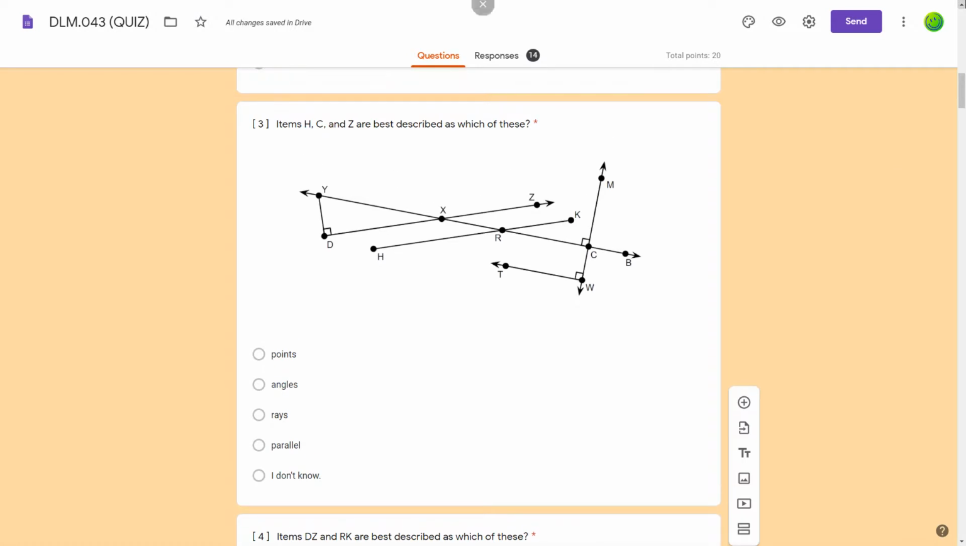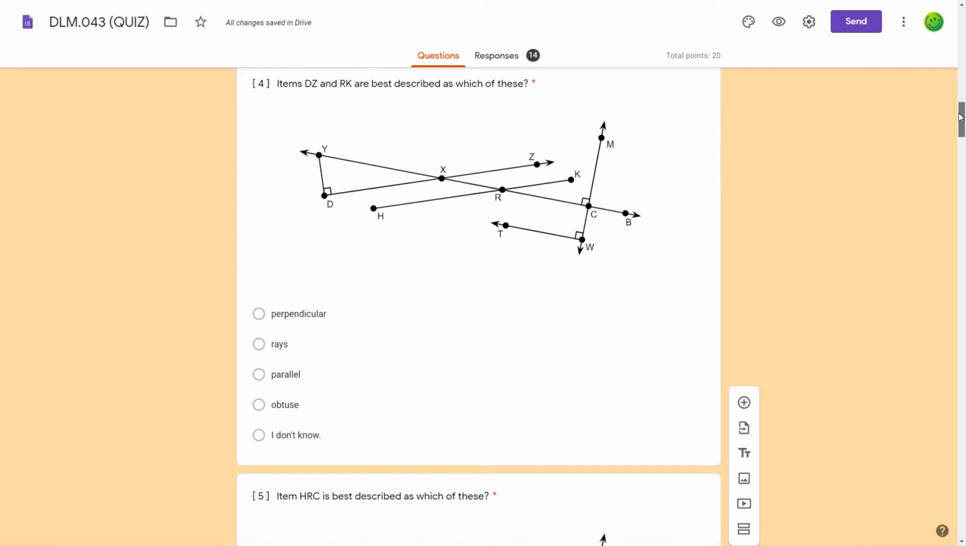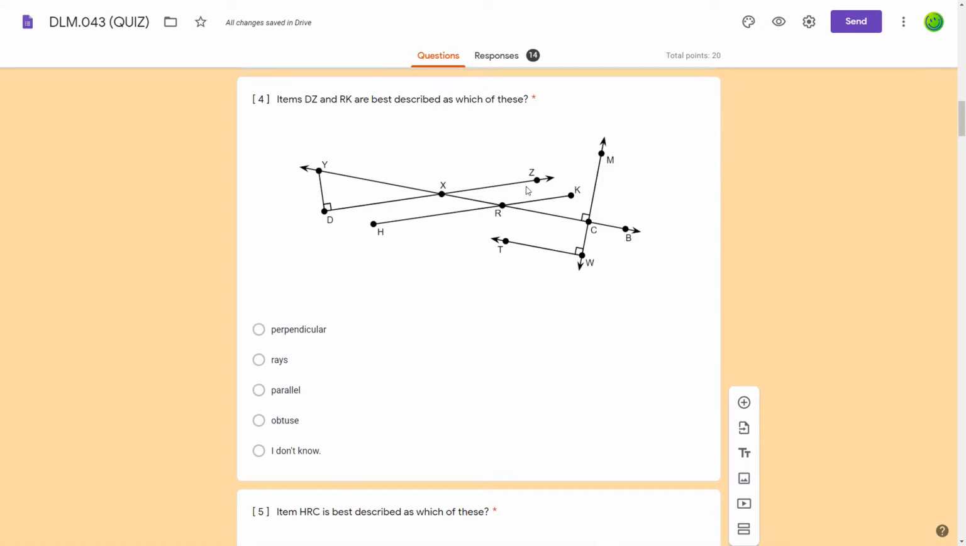Number four. Okay, so we know that these do not have three letters. They must be just either rays or lines or line segments. So let's take a look at D to Z. So D to Z, ignore the X there. Just D to Z is one thing.